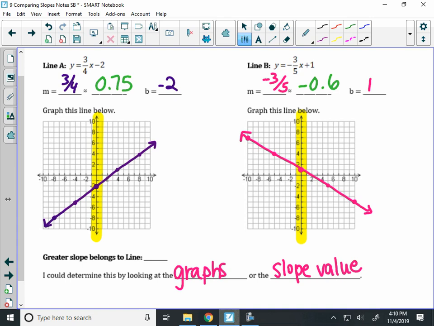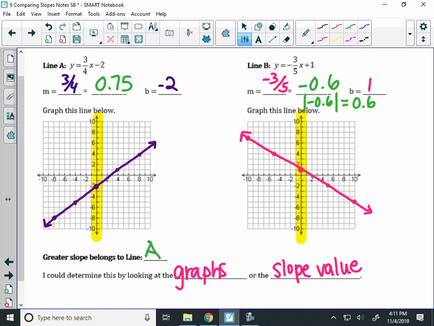Now, if I think about the absolute value of -0.6, that's just +0.6. Now, which is bigger, 0.75 or 0.6? 0.75 is bigger, so the greater slope is for line A. The graph on the left is just a little bit steeper than the graph for line B.